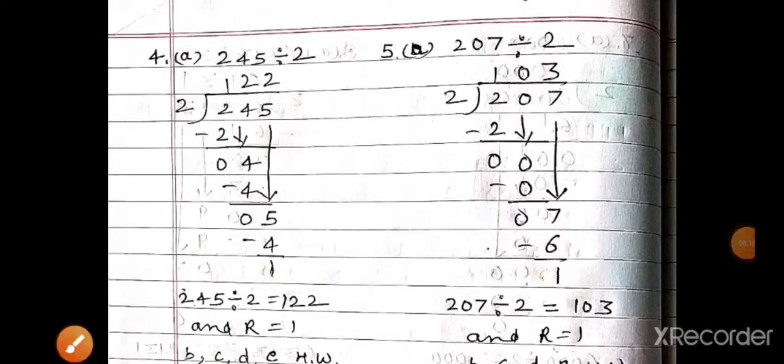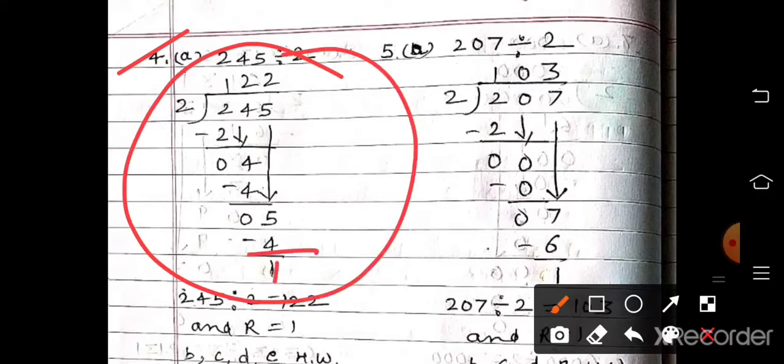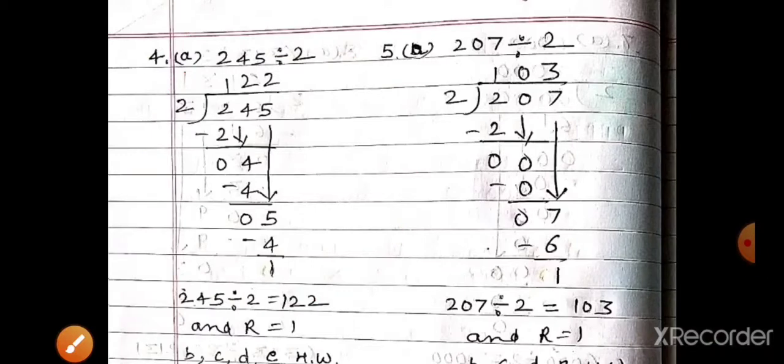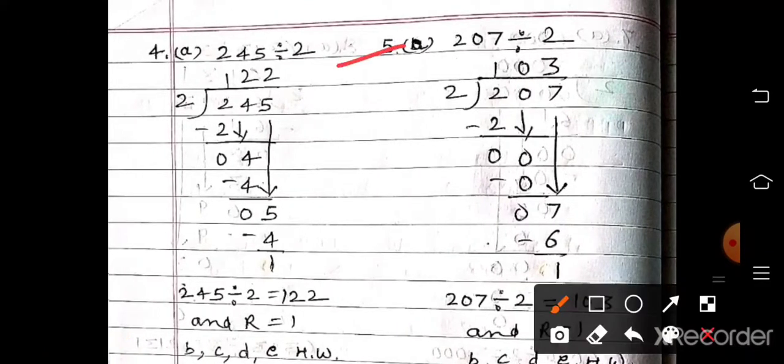This is question number 4, 245 divided by 2. So divide and last here remainder is 1. 5 minus 4, 1. So remainder is 1. So like this you have to do. BCD is your homework. Question number 5, 207 divided by 2. 2 1 ja 2. Then 0 times. Then write 7. 2 3 ja 6. So here 7 minus 6. Remainder 1.